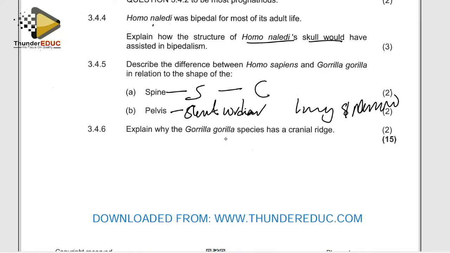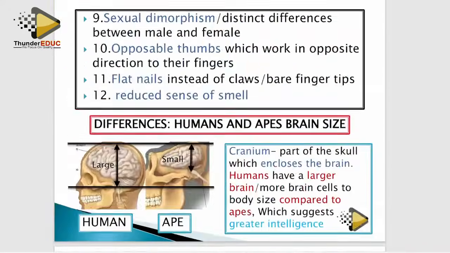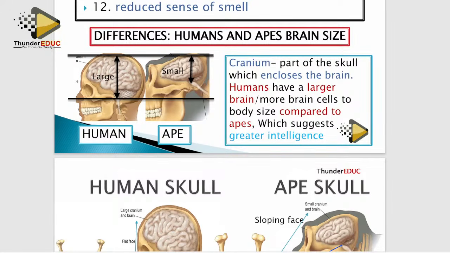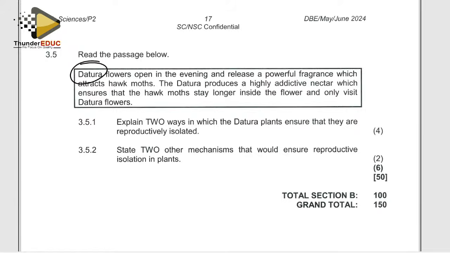Explain why gorilla species have cranial ridges. They have cranial ridges. Cranial ridges are these ones, these ridges. It's not like human. They have cranial ridges for muscle attachment, because gorillas feed on raw food. So basically it is for muscle attachment because it requires strong chewing.